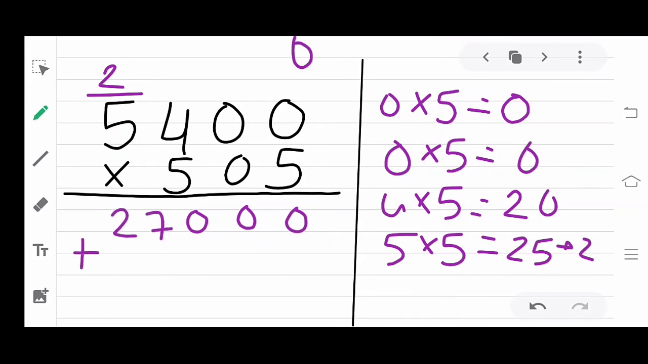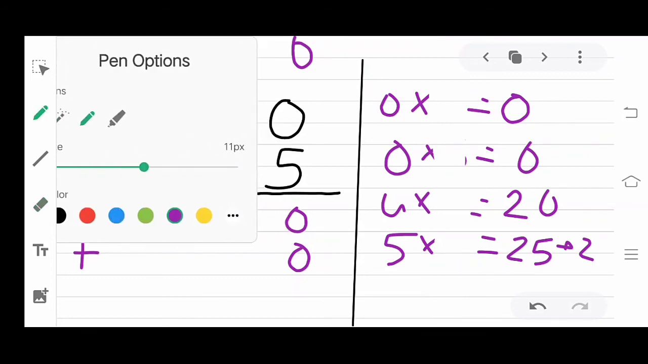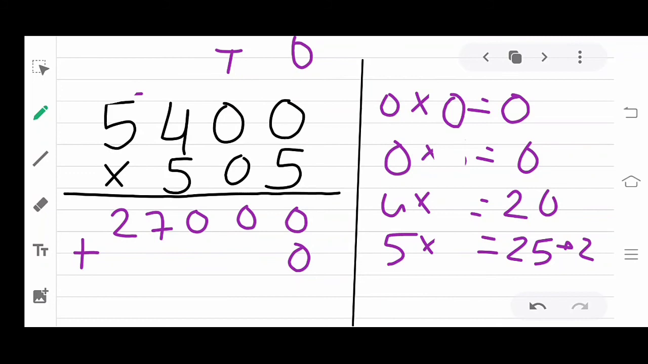Next students, yes, next is tens. So we are going to add 0 first of all here, because we started with the tens. Now students, you can see that here the second number is 0, and you have two tens multiplied with 0. When you multiply 0 with 0, 0. 0 with 0, 0. Then 0 with 4. 4 with 0, yes, your answer is 0.